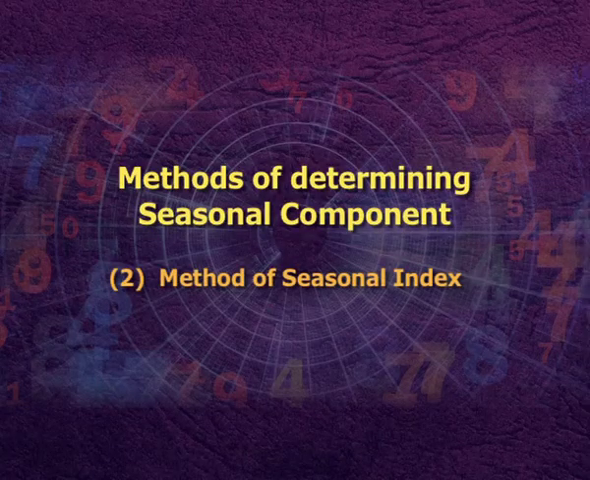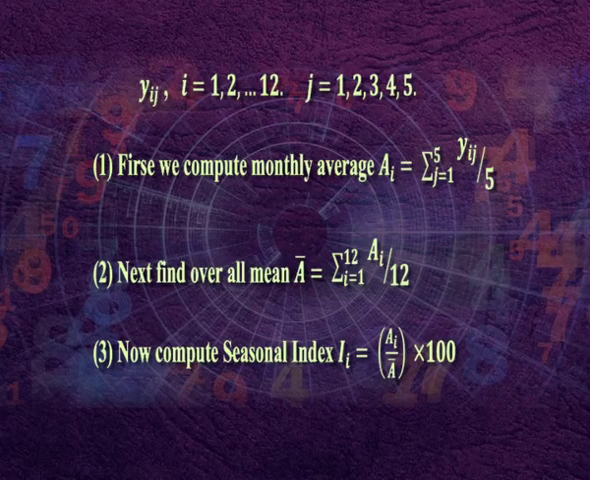Number 2. Method of seasonal index. Suppose that given time series has observations for 5 years and for each of 12 months in a year. We express these observations by Yij, i equal to 1, 2 up to 12 and j equal to 1, 2, 3, 4, 5. First, we compute monthly average, that is Ai equal to summation j from 1 to 5 Yij by 5.